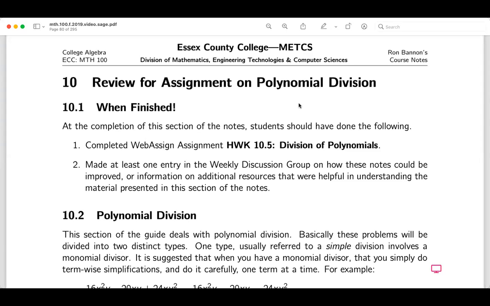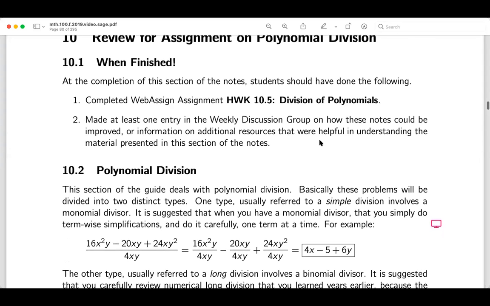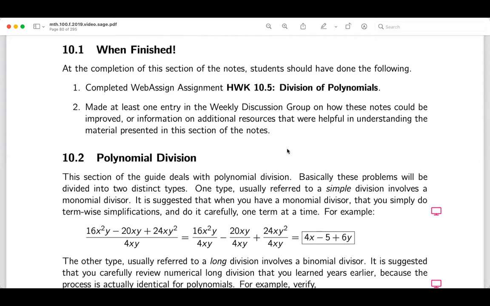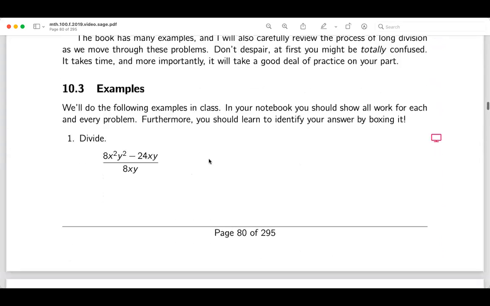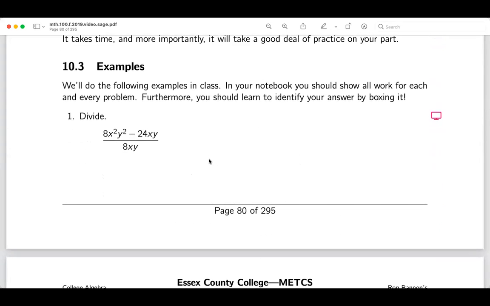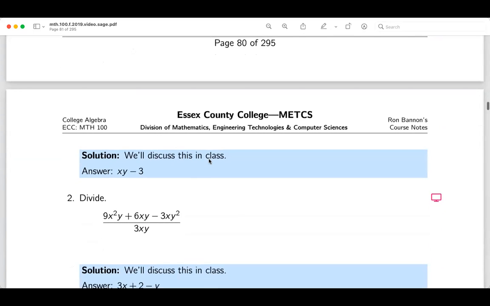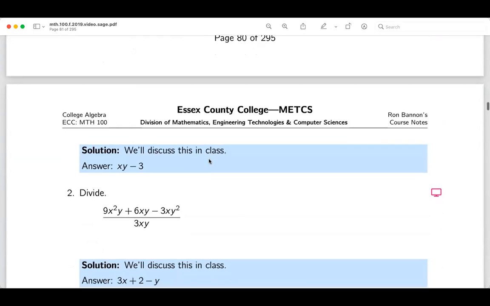Okay, we're in section 10 of the notes. We've completed this section. It's on polynomial division. We presented two types and the methods to do those two types. The first type was a simple division when the divisor is a monomial. The other type of division that we do is when we have a binomial divisor, and currently that can be extended to trinomial divisors and so forth and so on.